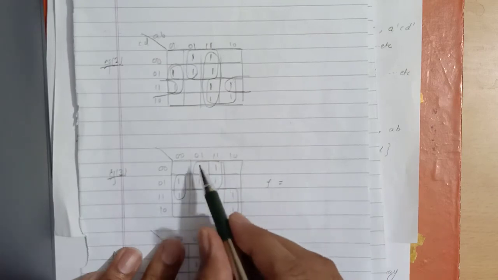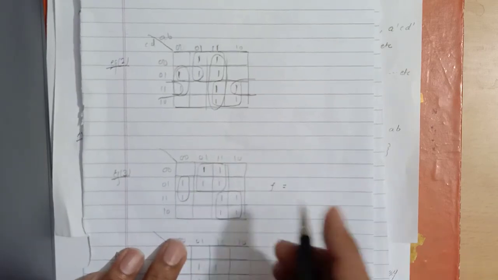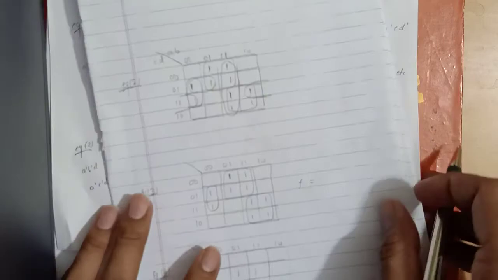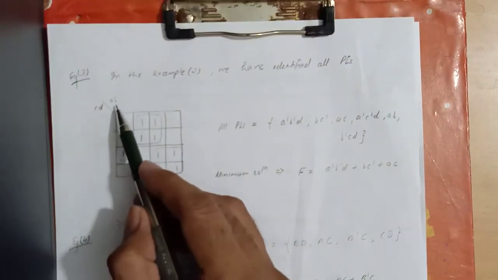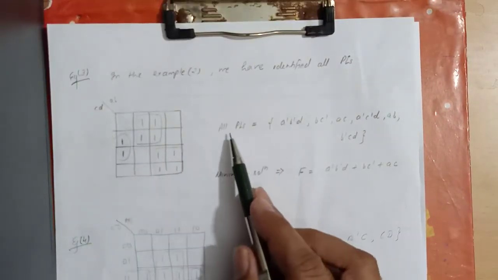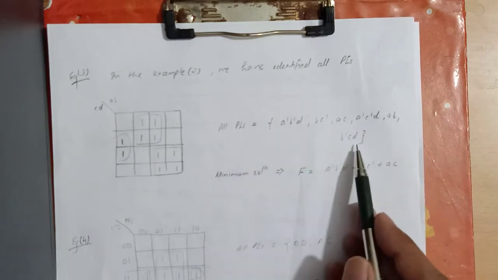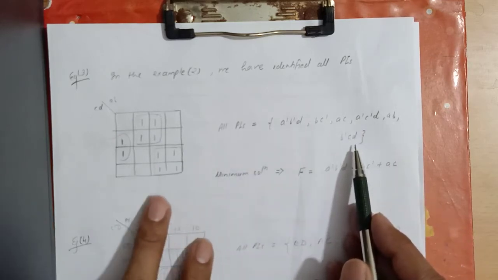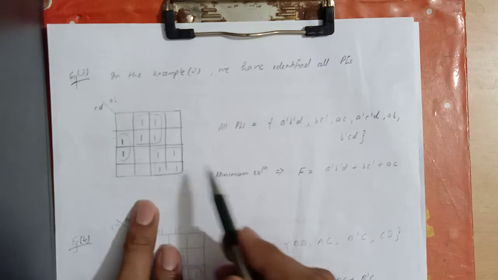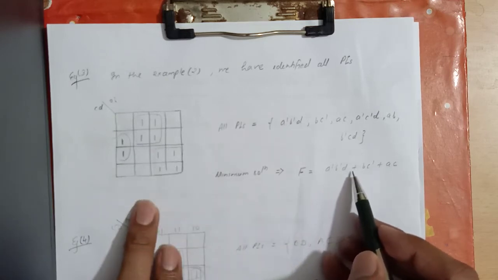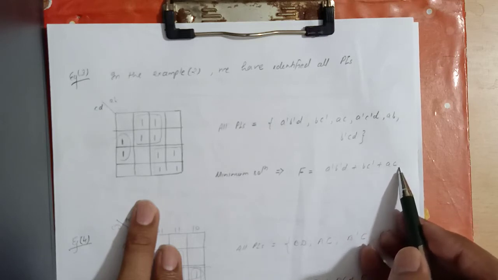So here we have assumed A, B, C, D. These are all the prime implicants we already know. Now we will take these three prime implicants. So we can write A dash B dash D plus B C dash plus AC.